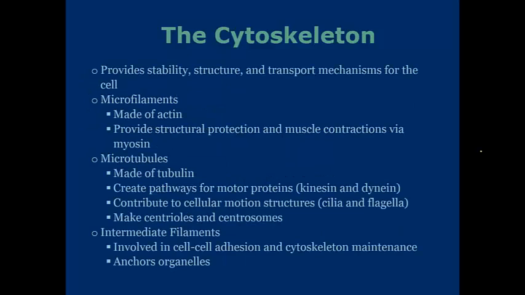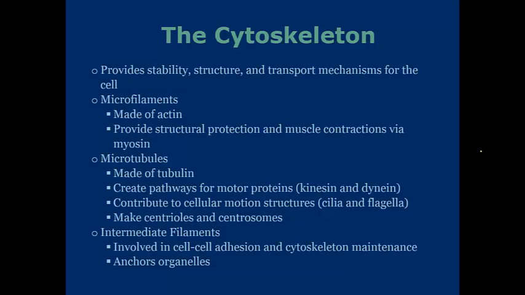Now that we've talked about the organelles, let's go into the cytoskeleton. The cytoskeleton, as you would guess, provides stability and structure, and it also transports things across the cell. It's comprised of three components, starting with microfilaments, which are actin. They provide structural protection and muscular contractions via myosin. These will be more common in muscle cells because of this reason.